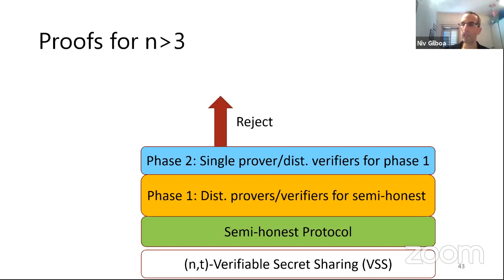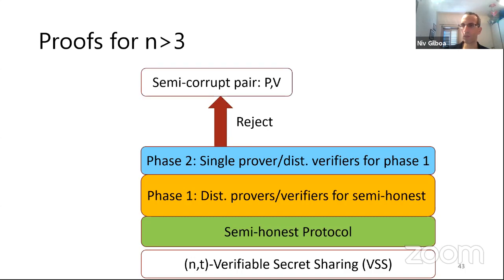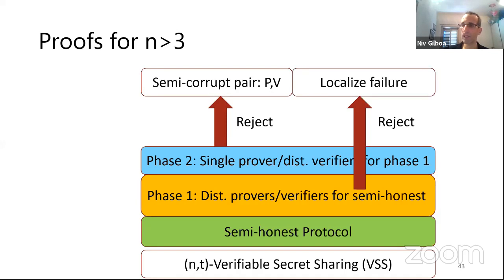So if in phase 2 we got a reject, that's good. We have a semi-corrupt peer because each prover worked separately. And if in phase 1 we had a reject, we still have to work some more to get a semi-corrupt peer. And the way we do it is we localize the failure.